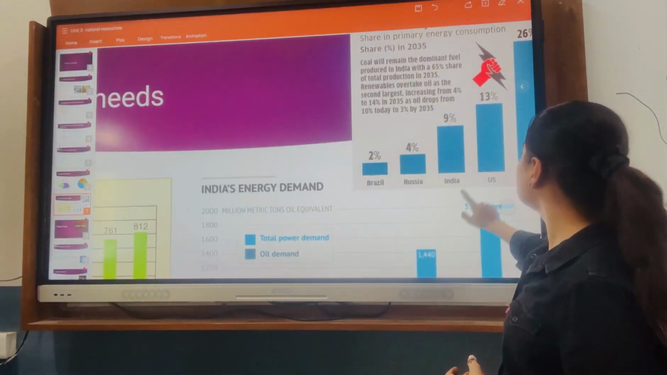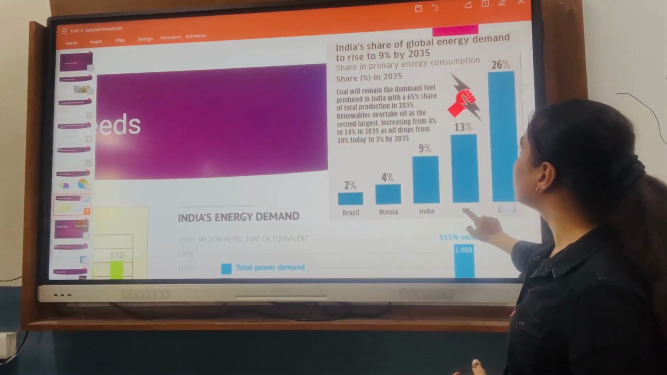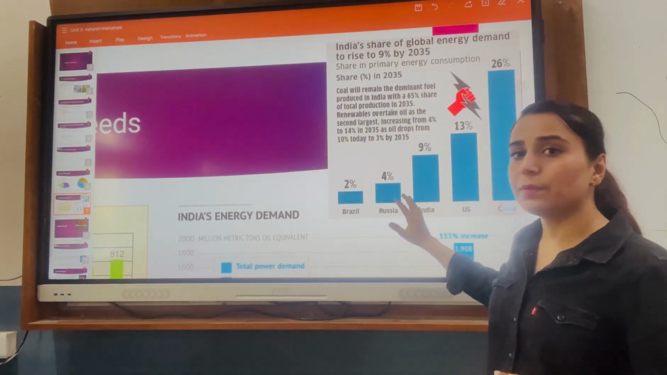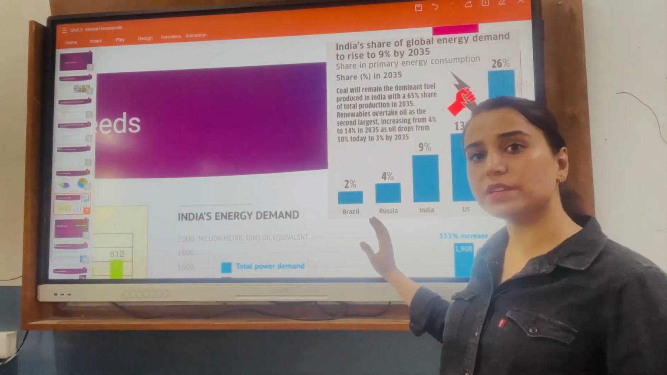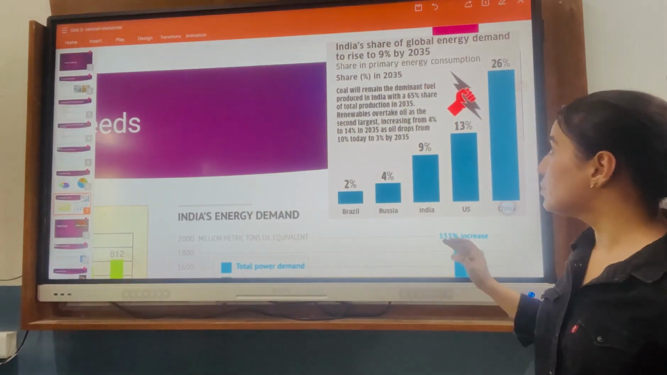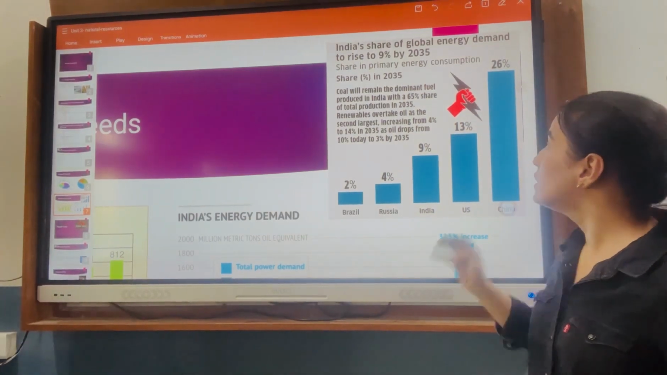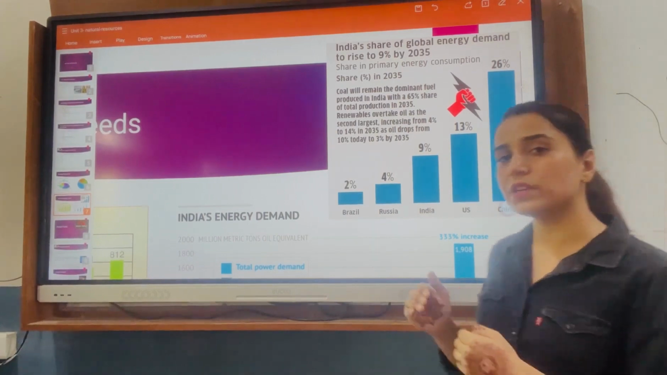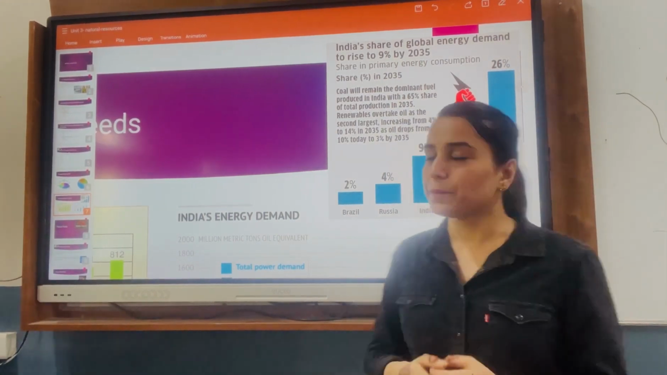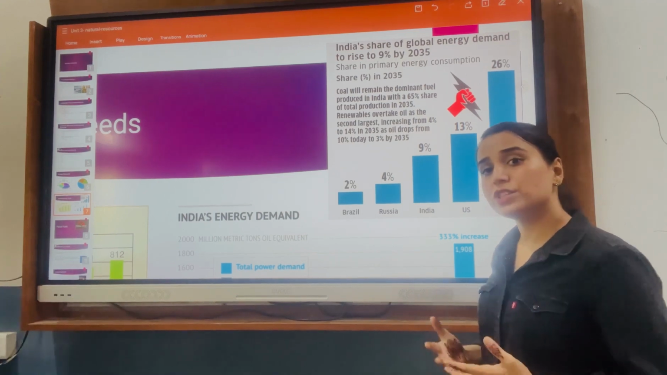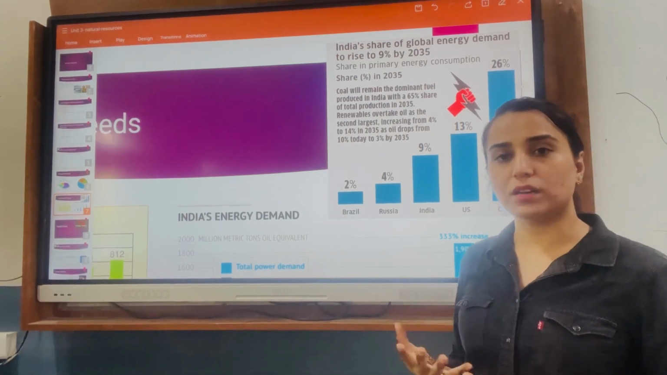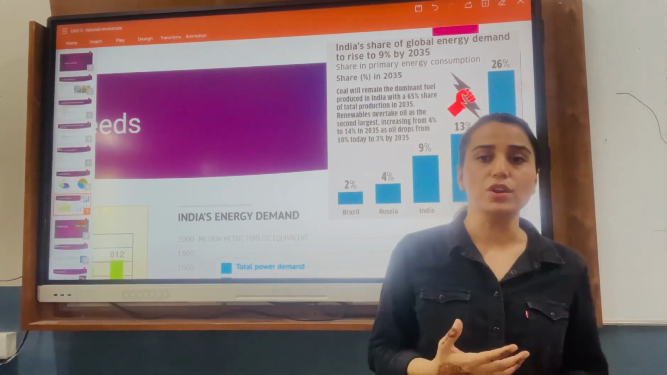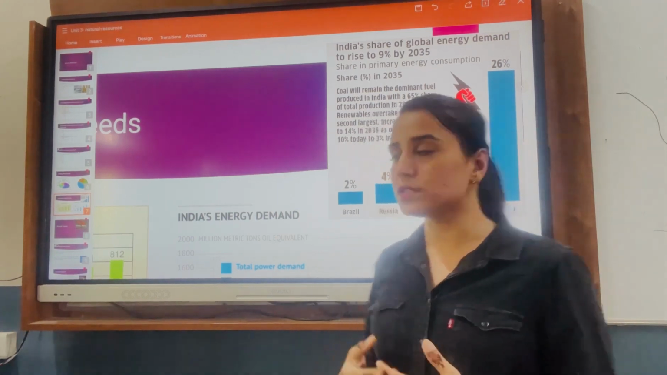As compared to other countries, China's share of total global energy demand is going to rise about 26%, but India is not very far behind, at around 9% of the energy supply. India is supposed to increase its share of global energy needs by 9% by the year 2035. So our energy demand is going to increase by 9% in the next 10 years, which is also very alarming because most of our energy is produced from fossil fuels and biomass, which are the most polluting. Around 95% of the energy that we utilize right now produces pollution. So this is very alarming for us.